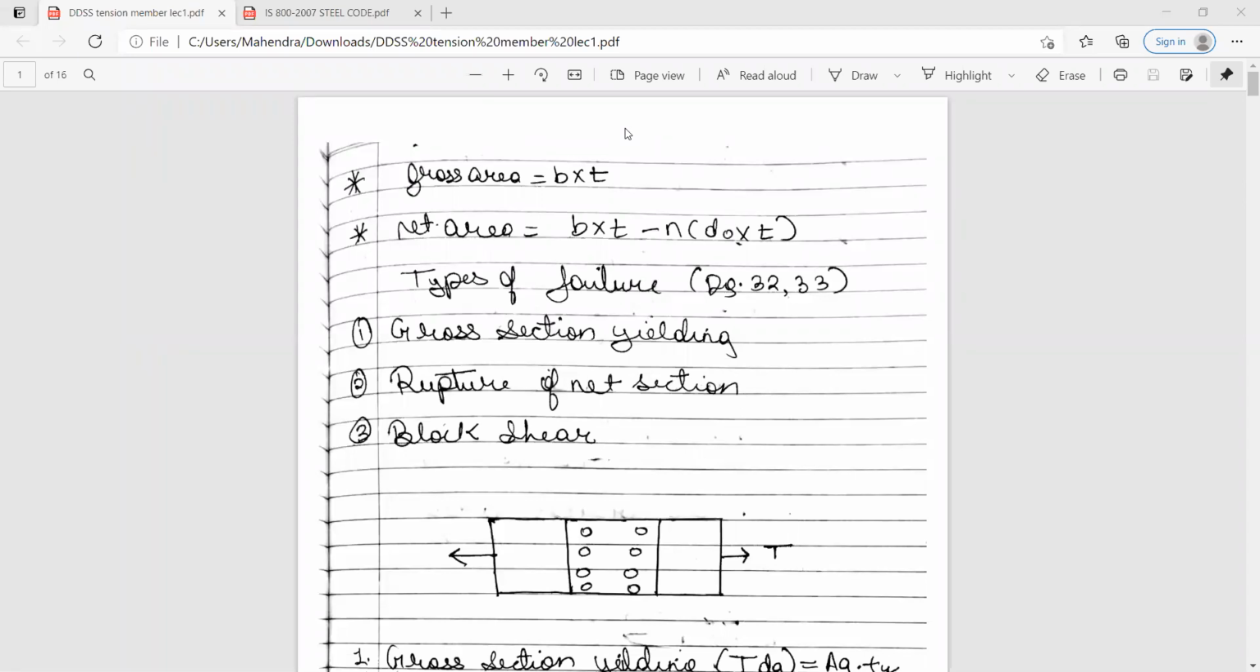Then for calculation of the net area, the formula you have is B into T minus N into D0 into T, where B is the width, T is the thickness, N is the number of bolts, D0 is the diameter of the hole, and T is your thickness.